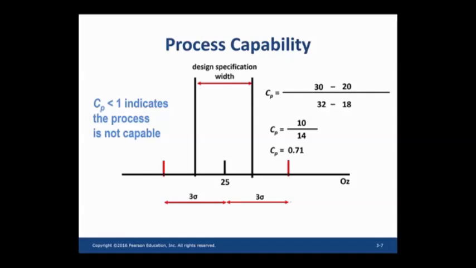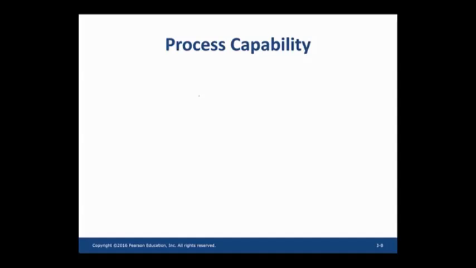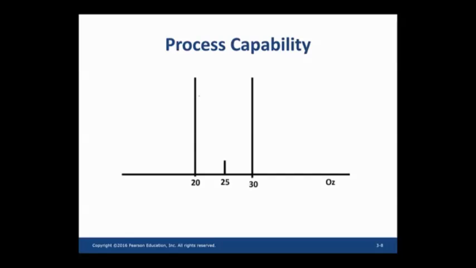So when the Six Sigma distance is wider than the design specification width, the process is not capable. So how can we make the Six Sigma distance less wider than the design specification? By driving out the variability that exists in the system, right? So that's your design specification width. And in other words, by reducing the sigma.